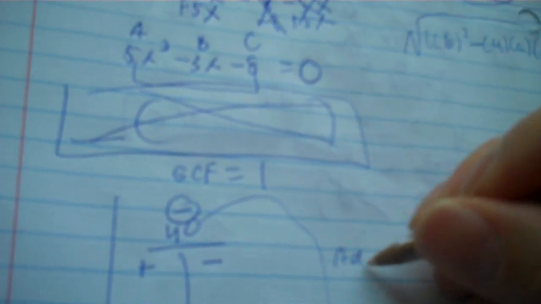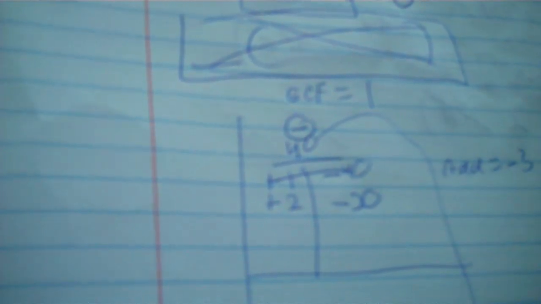5 times negative 8 is negative 40, so it's a positive times a negative, and we're adding to try to get to negative 3. 1 and 40, nope. Divide by 2, you get 20, nope. 40 divided by 3 is a decimal. 40 divided by 4 is 10, that's negative 6. 40 divided by 5 is 8. Okay, that's negative 3. Now my A is a 5.